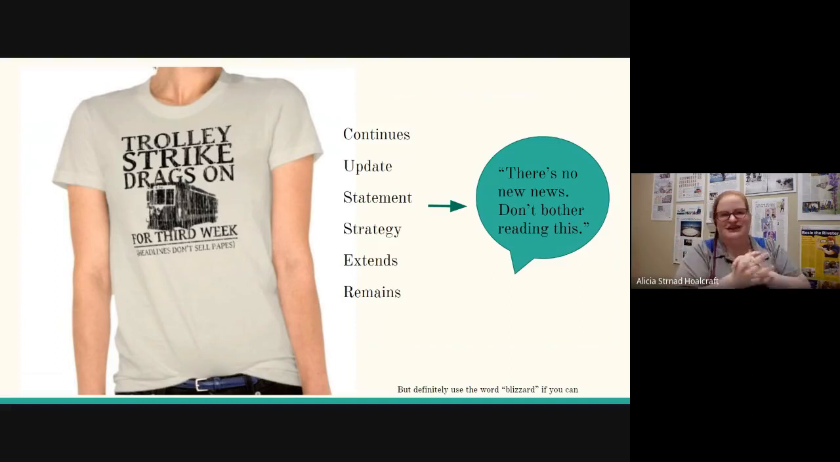So that's something that I always keep in mind, that those kinds of words, "drags on," "continues," "updates," these ones that I've got here on the screen, they signal to the reader there's no news in this story. I'm just going to reiterate what was already happening yesterday. Don't bother reading this. You can just keep going. So avoid these kind of words that say nothing's happening. That's really going to help with grabbing readers in print and online.